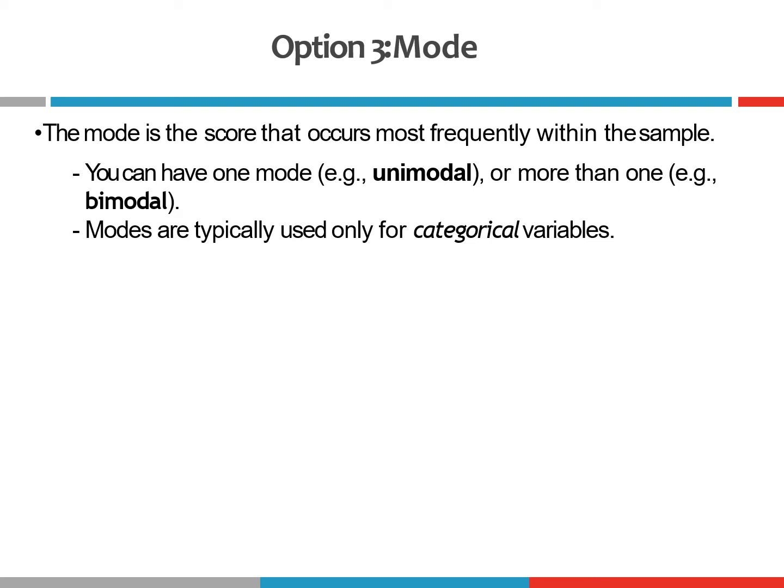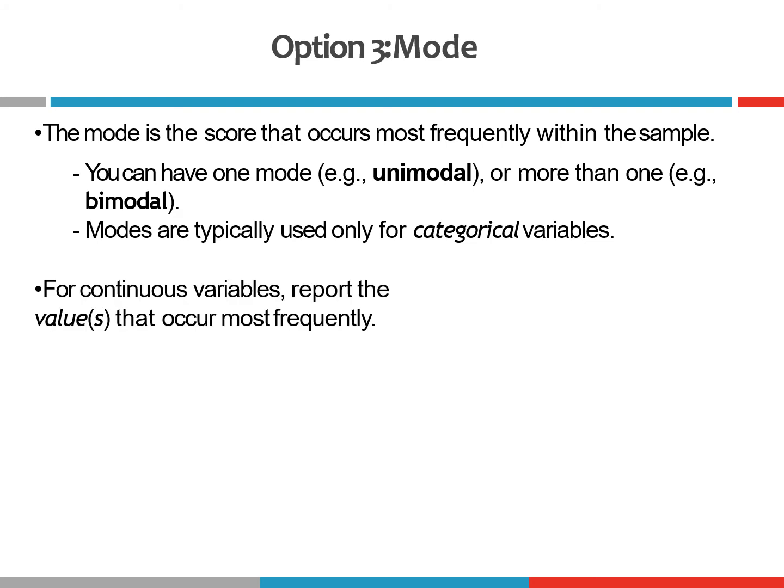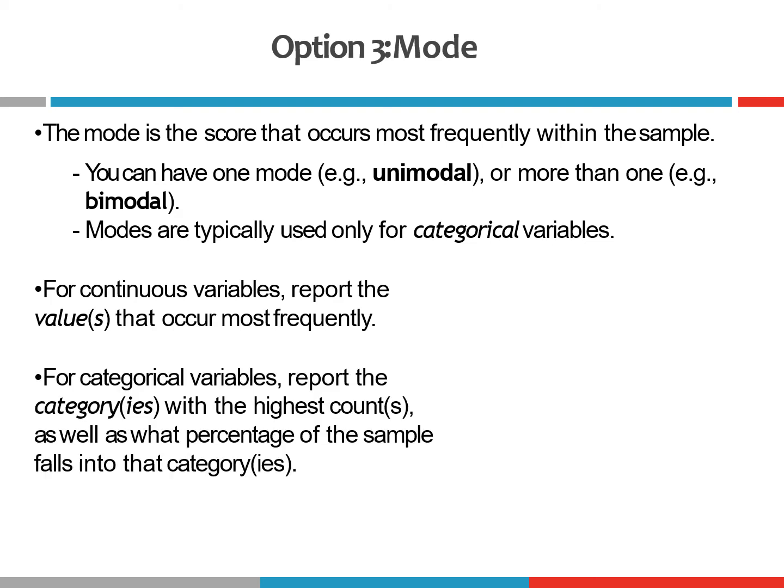Modes are typically used only for categorical variables, right? But if your variable is continuous, you can report the values that occur most frequently. And for categorical variables, you would report the categories with the highest count, as well as the percentage of the sample that falls within those categories.